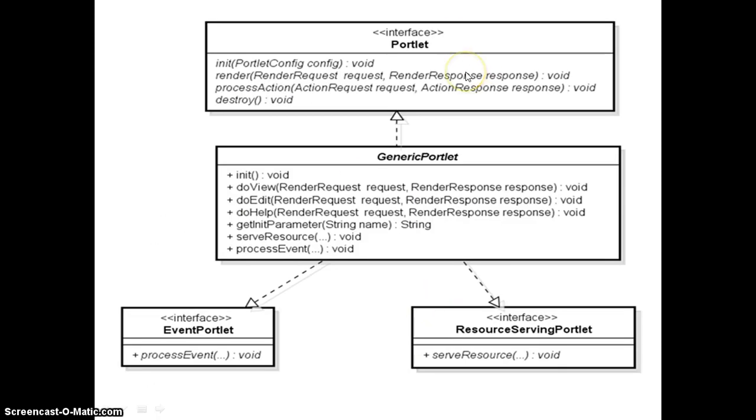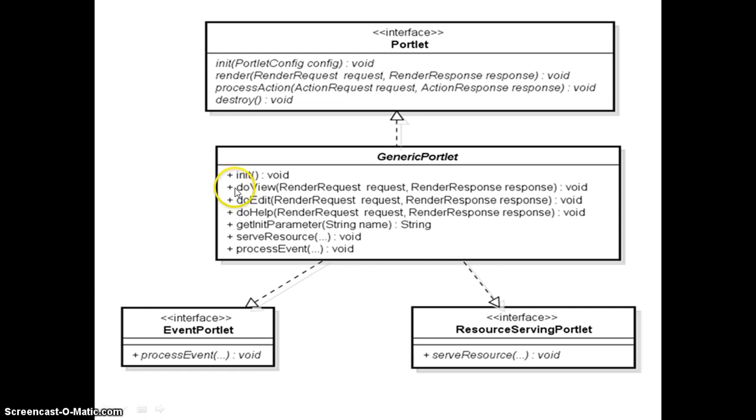So this is the class hierarchy of the portlet. This is the Portlet interface, which contains init, which takes the PortletConfig object, and then the render method, the processAction method, and the destroy method. This Portlet interface is implemented by the GenericPortlet class. All of these implementations are given by JSR 286, and it contains the init method, doView, doEdit, doHelp, getInitParameter, serveResource, and processEvent. These are the functionalities given by JSR 286.